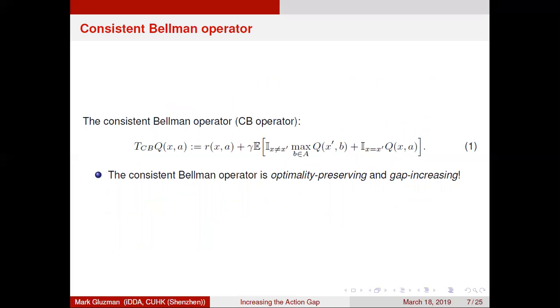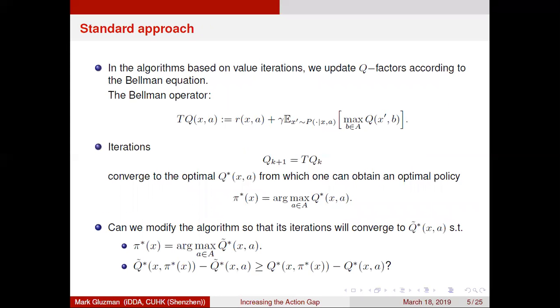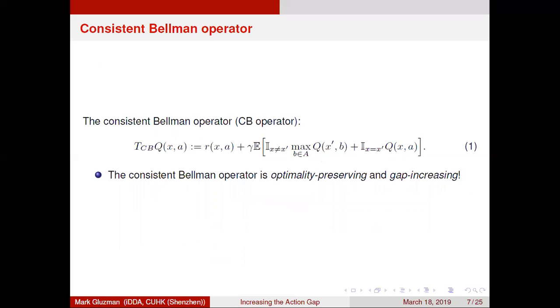So the paper proposes a different approach. Instead of changing the problem or the state space, we will change the operator, the Bellman operator, modify the Bellman operator so that you will have these two properties. The idea of taking the same action if we go back to the same state, here we also use this idea. This is the consistent Bellman operator. Instead of always maximizing the Q value, we take the Q value of X, A if we go back to the same state. If we don't go back to the same state, then we use the same term as we would use for the Bellman operator.